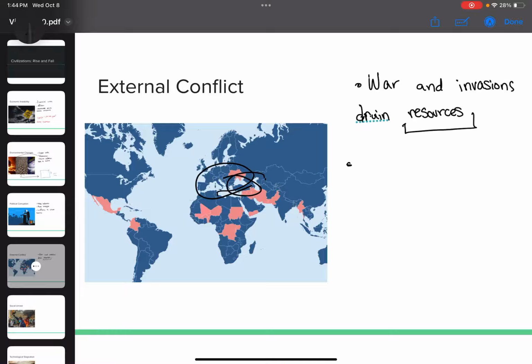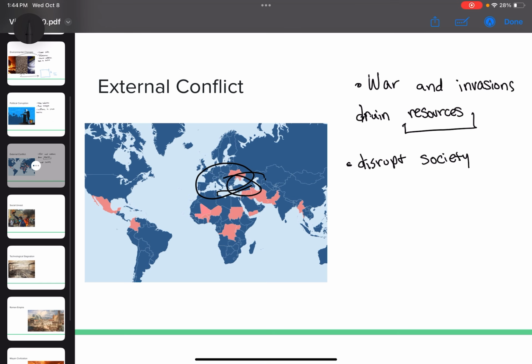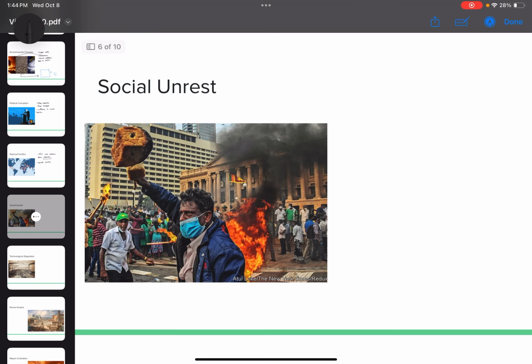This can also disrupt society, right? If loved ones are being torn apart, if you're unable to get goods, you're fighting over what little you do have. Those are two examples that I just listed out. Try to list a third, again, in that margin.